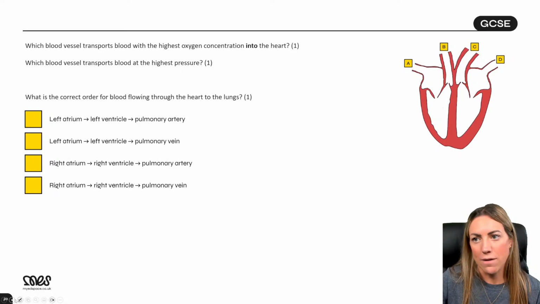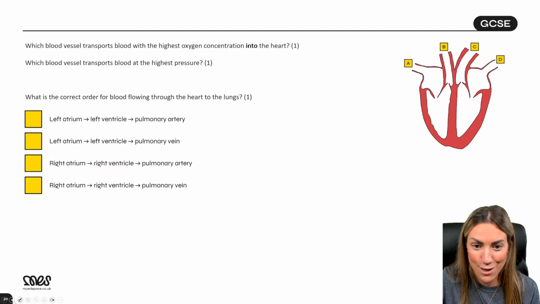Now we've labeled it, let's do a few questions linked to the heart. So for this one, you just have to give the letters on the diagram. This is paper 1 for AQA, Mohammed. That's the difference, you see. So you might want to not revise this if you're at Excel.